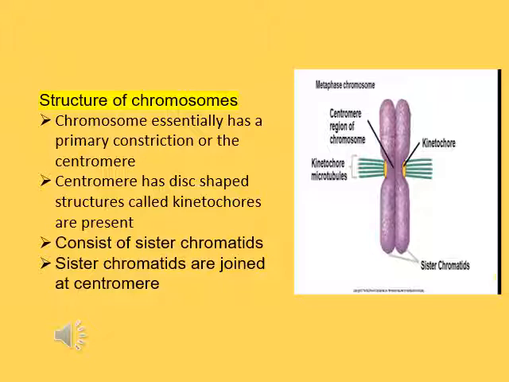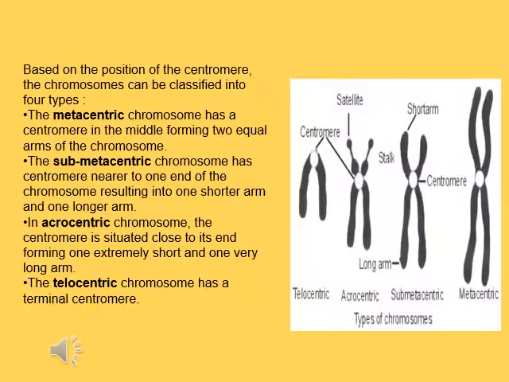The two sister chromatids get joined with the help of the centromere region. Now, based on the position of the centromere, the chromosomes can be classified into four types. What are these four types? These are metacentric, submetacentric, acrocentric, and telocentric.